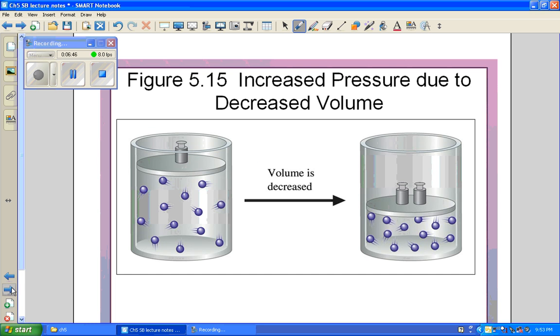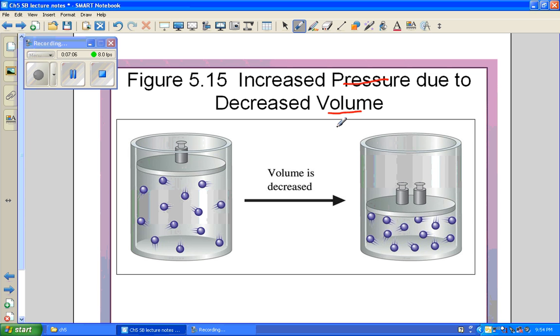Approximately 1/10. All right, so now in these last few slides we're going to be using our kinetic molecular theory and the ideal gas law to predict what's going on. So we have increased pressure due to decreased volume. Well, we have pressure and we have volume. You should recognize that that is going to be Boyle's law.